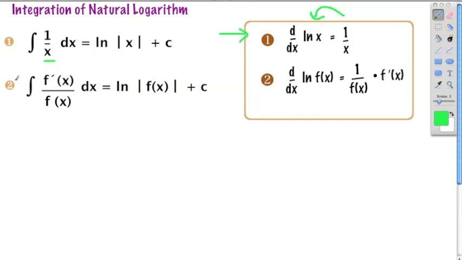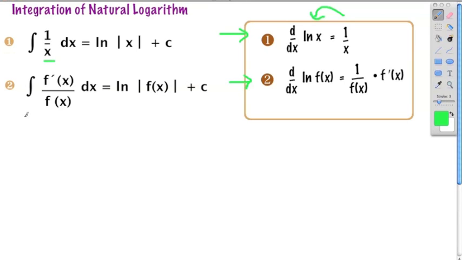The second formula is also the same as the other formula that I showed to you earlier, which is if we want to find the derivative of ln f(x), we simply get 1 over f(x) times f'(x). And if you simplify this, you will get f'(x) over f(x).